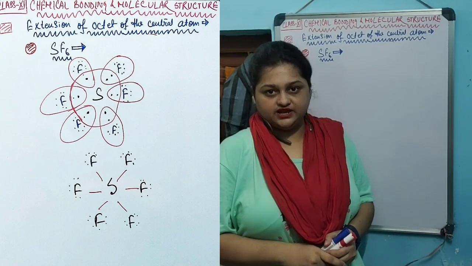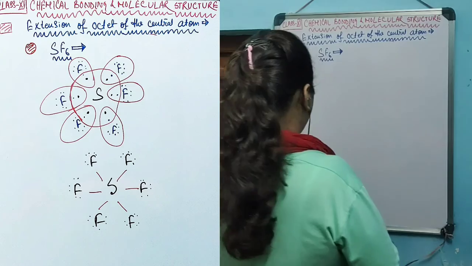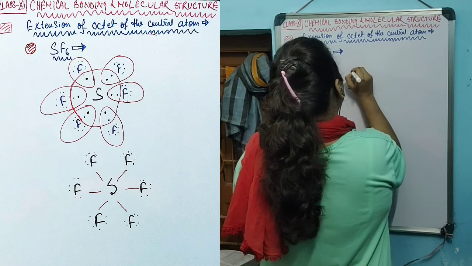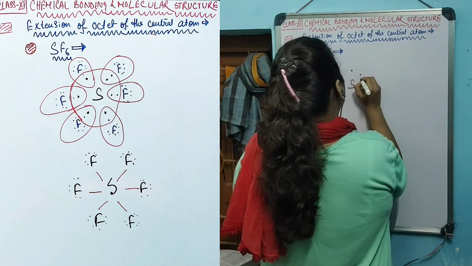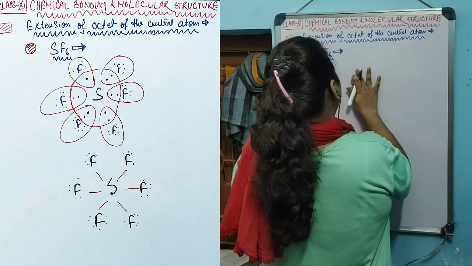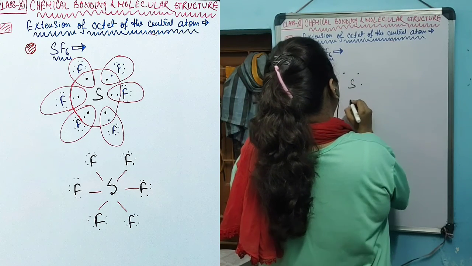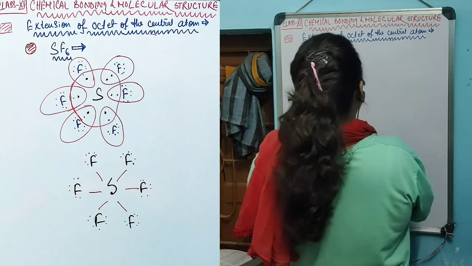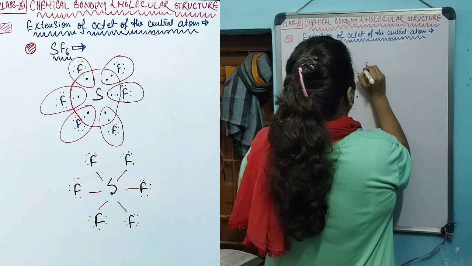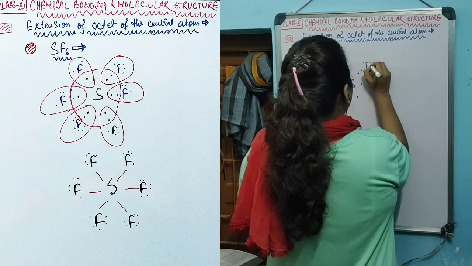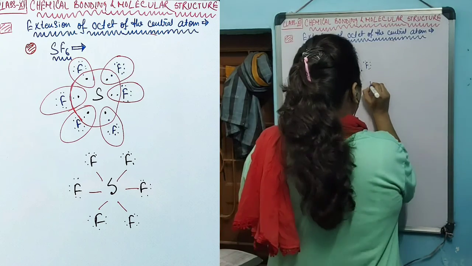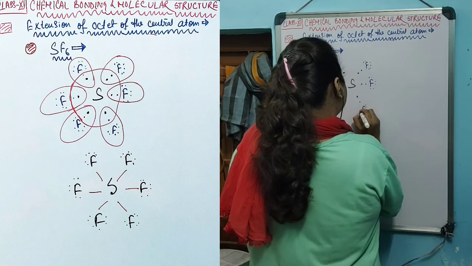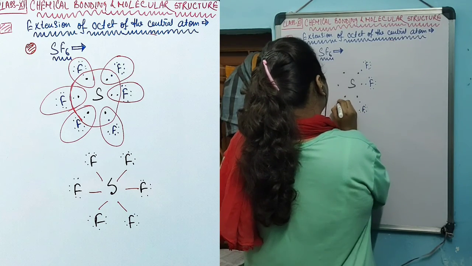Sulfur contains 6 electrons in its valence shell. So, when sulfur forms the SF6 molecule, each of its 6 electrons pairs with 1 electron coming from the 6 fluorine atoms, and thus forms covalent bonds with the 6 fluorine atoms.